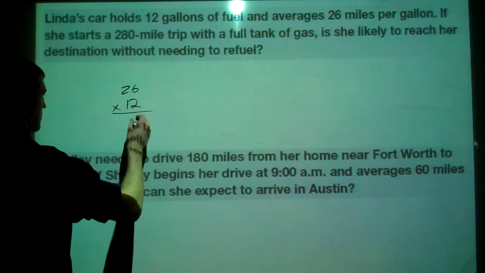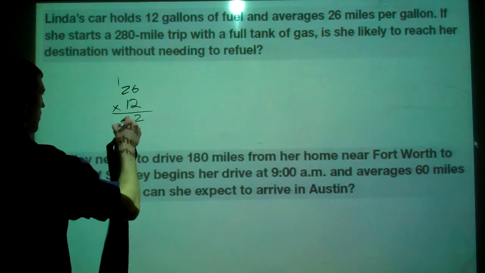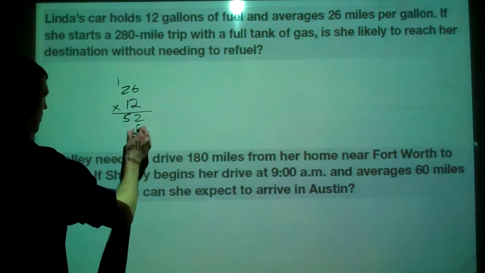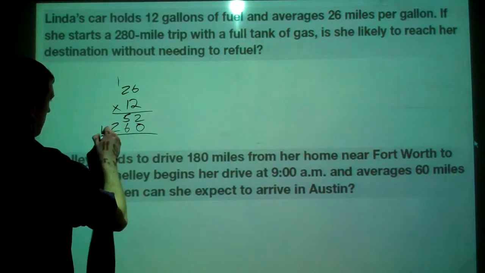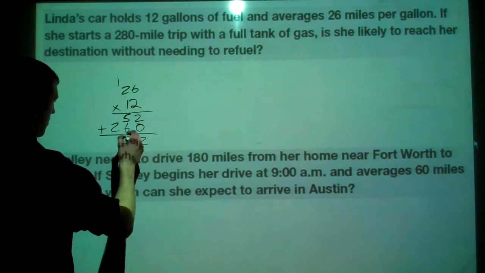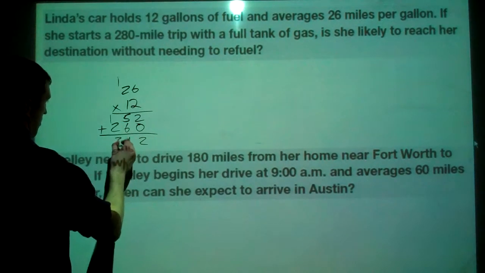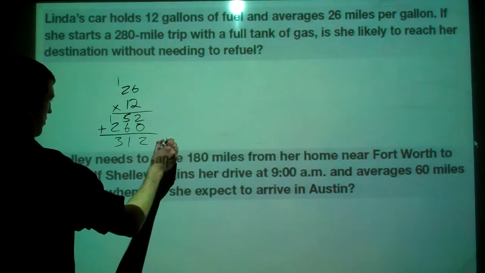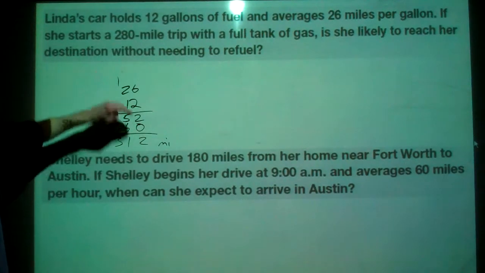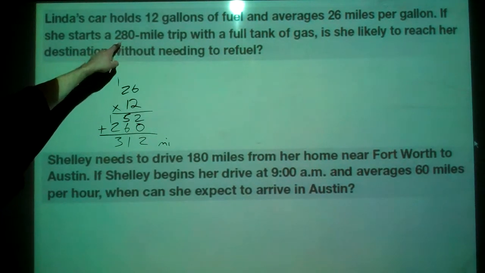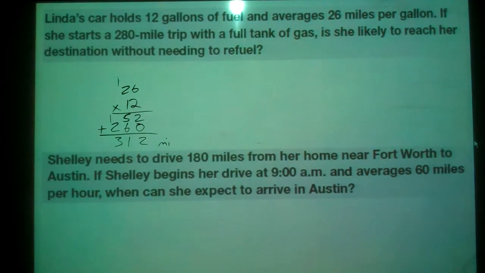2 times 6 is 12, 4 plus the 1, add our 0, 6, 2. Add these together, 312 miles. Alright, so with a full tank of gas we should be getting around 312 miles, which should definitely get us past the 280-mile trip.